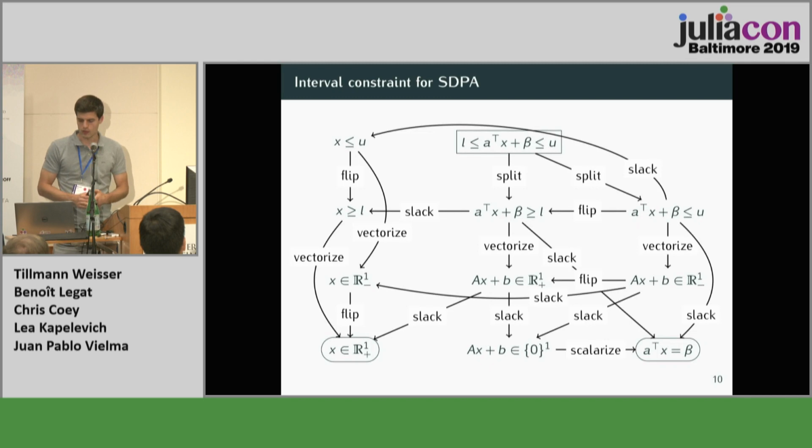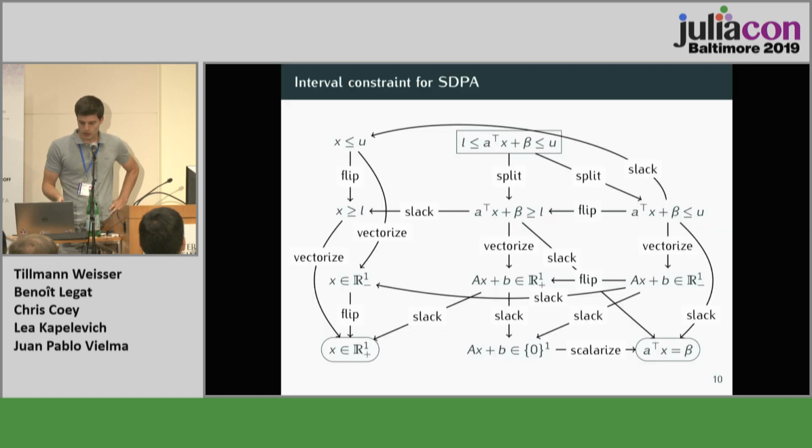Okay, so this is an example of what happens if you add an interval constraint to a PSD solver, what are all the bridges available and what you're going to do. So here you see that on the top you have the interval constraint, and on the bottom left and bottom right you have constraints actually supported by the PSD solver. On the bottom left, you see it can support creating non-negative variables. On the bottom right, you see it supports creating equalities, and all the arrows are bridges that are available.